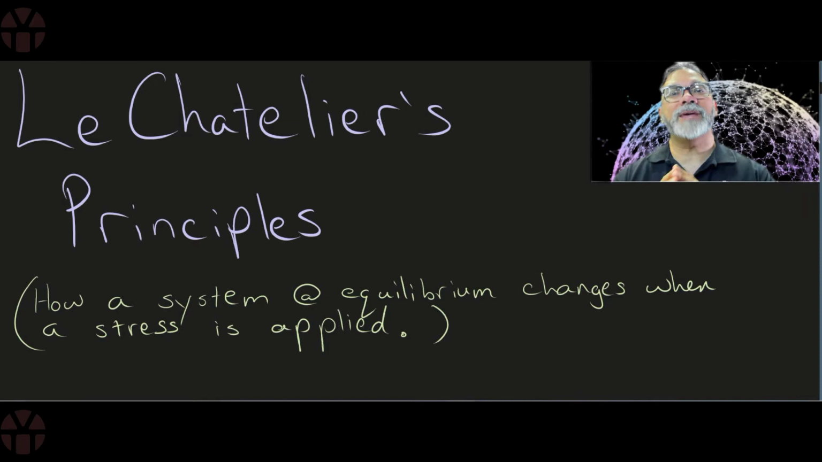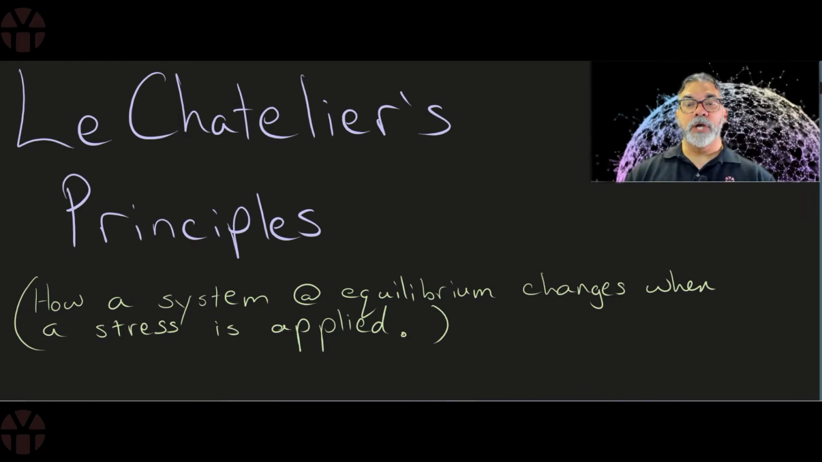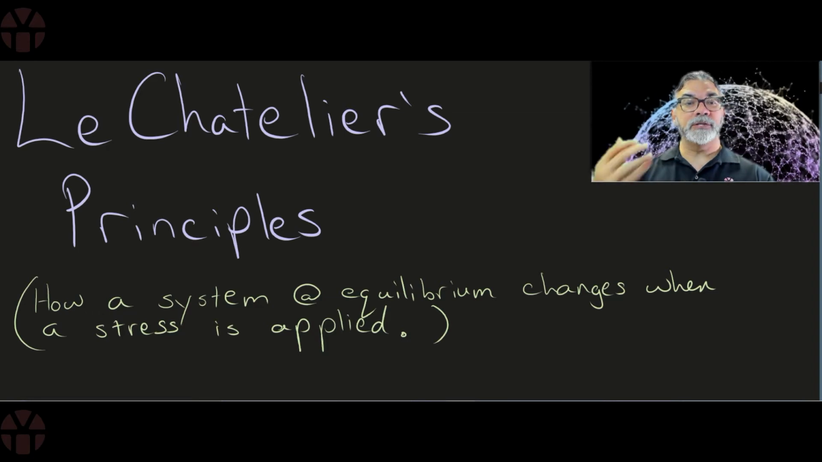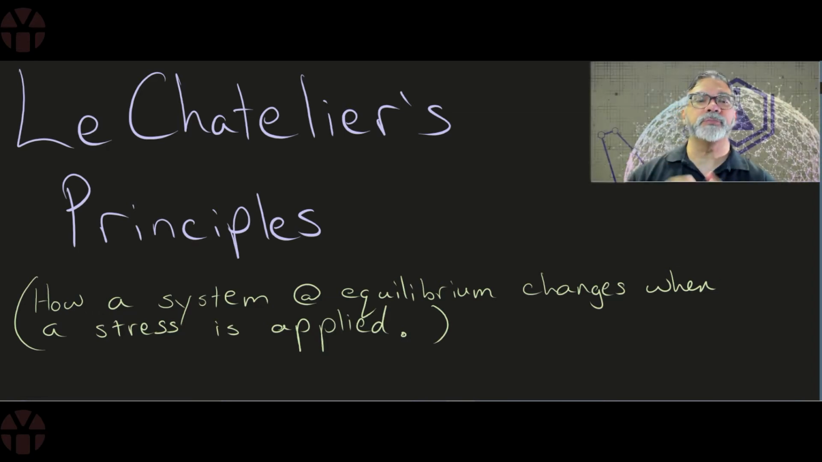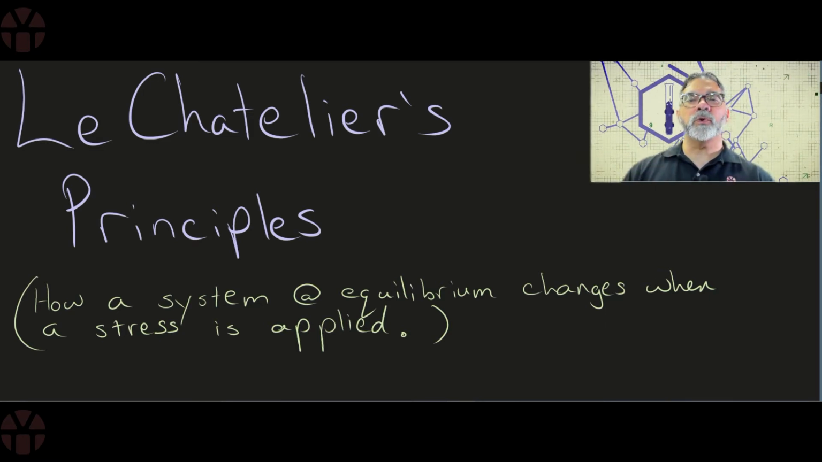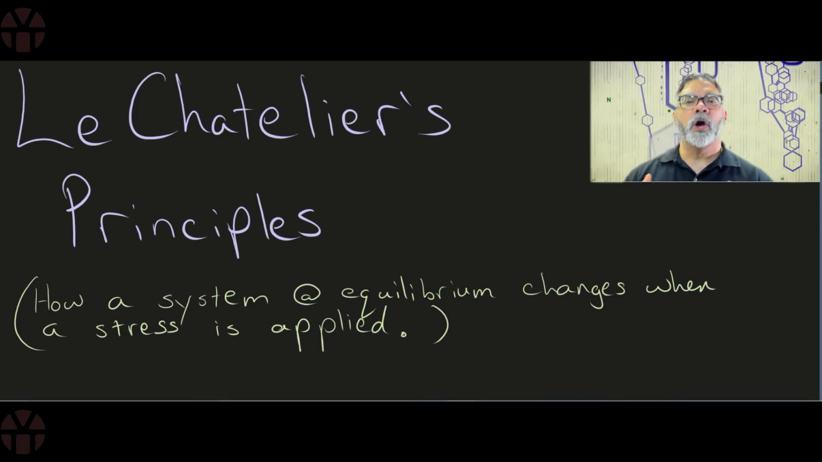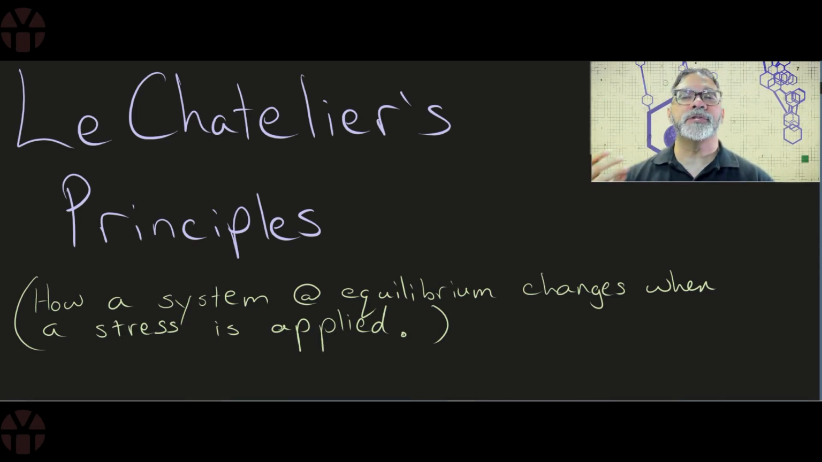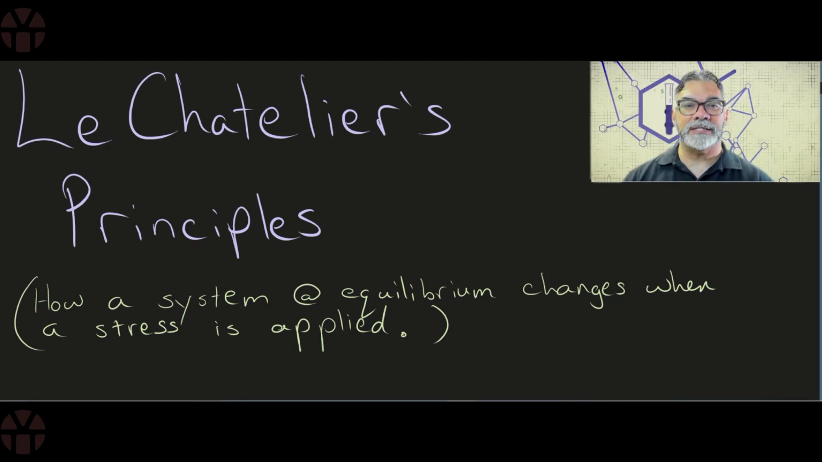This idea of a qualitative descriptor of what happens when systems at equilibrium get stressed is known as LeChatelier's Principles. In this section, we're not going to be solving for a particular value, but we're going to understand what happens when a system is stressed. How does it respond?